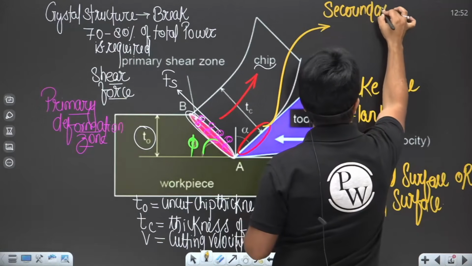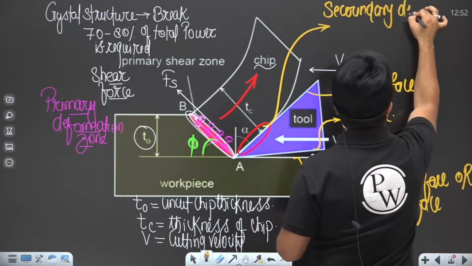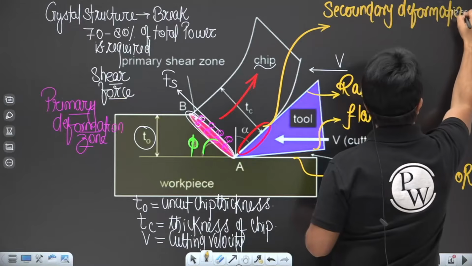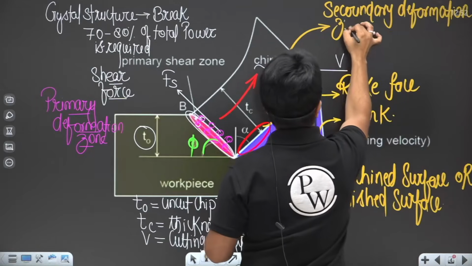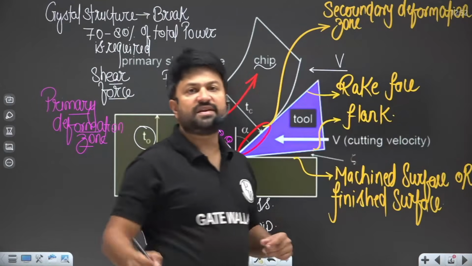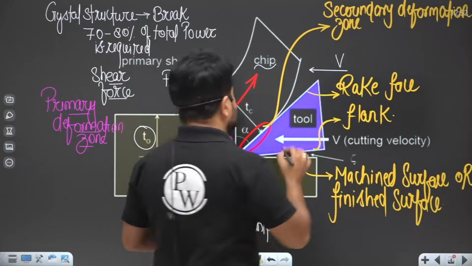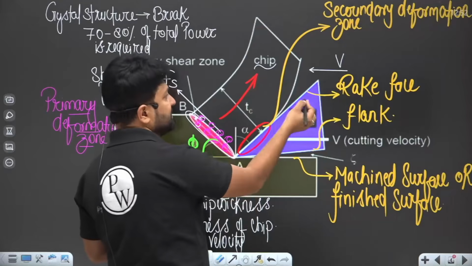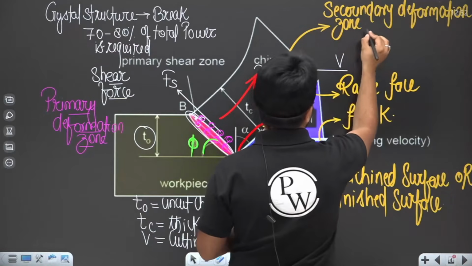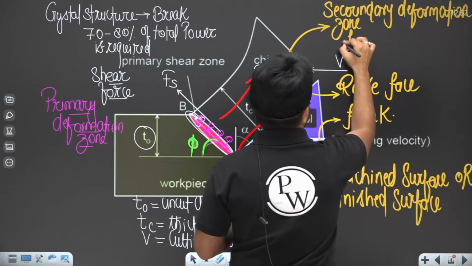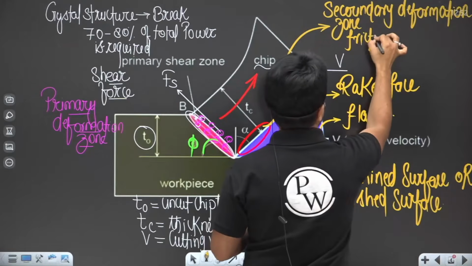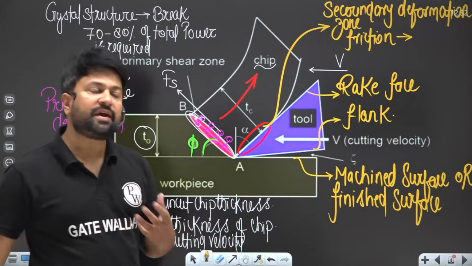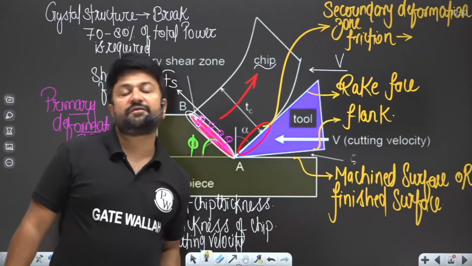This is the secondary deformation zone. In the secondary deformation zone, there will be friction between the chip and the tool, that is the rake face. So drag, or friction, comes in between the chip and the rake face of the tool.